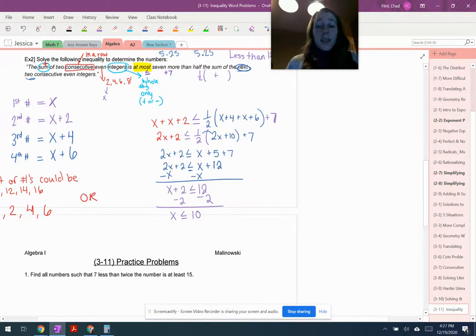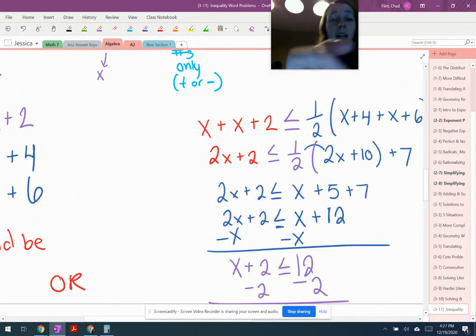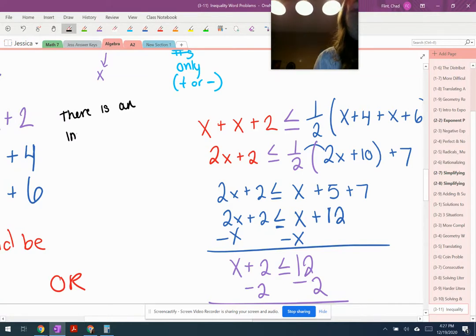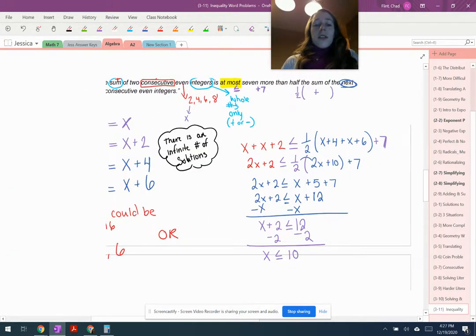So to sum this up right here, I'm just going to write a little blurb that says, there is an infinite number of solutions. Just a reminder that there's an infinite number of solutions.